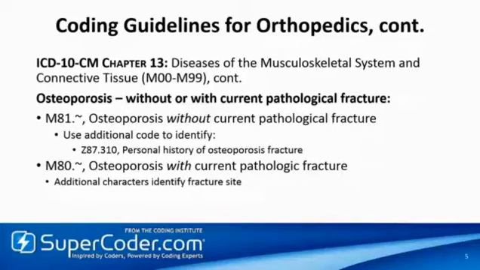Additional characters under category M80 identify the site of the fracture. Remember that an osteoporosis-related fracture is one in which the bone fracture occurs in a minor fall or trauma where it wouldn't normally occur if the bone was healthy and normal.